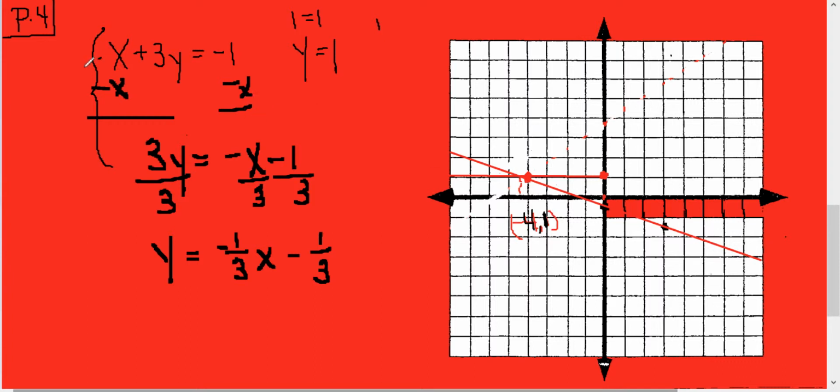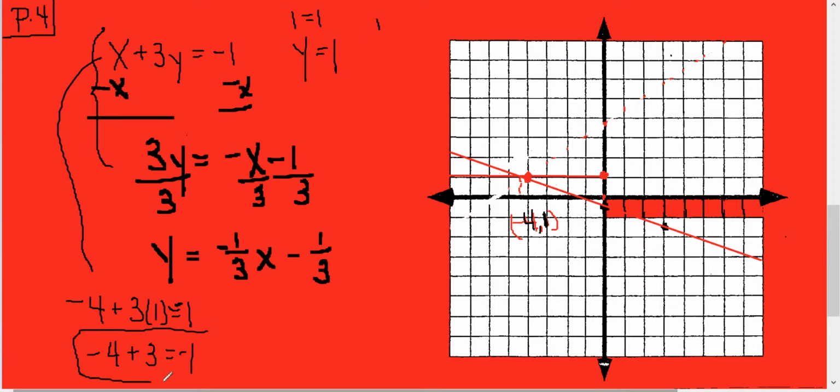Okay, let's go over here and let's substitute. So if x is negative 4 plus 3 times y is 1, does that equal negative 1? Negative 4 plus 3 equals negative 1. So yes, it does. So this point, I had to do a little rounding there to whole numbers. Okay, and it worked. All right. Next problem.